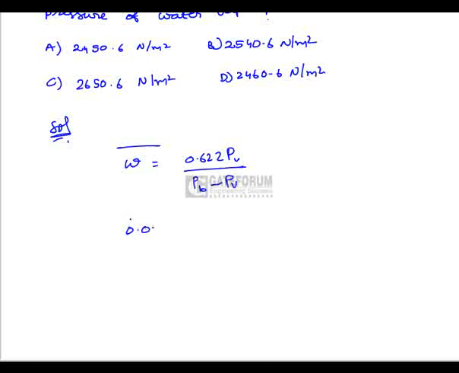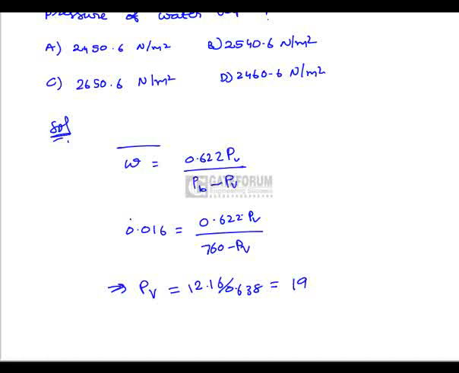Hg, that is 0.016 is equal to 0.622 into Pv by 760 minus Pv. So from this equation we get Pv equal to 12.16 divided by 0.638, which is equal to 19.06 mm of Hg. When we convert into Newton per meter square, 19.06 into 133.3 is equal to 2540.6 Newton per meter square. So in the options, the correct option is B. B is the right answer.